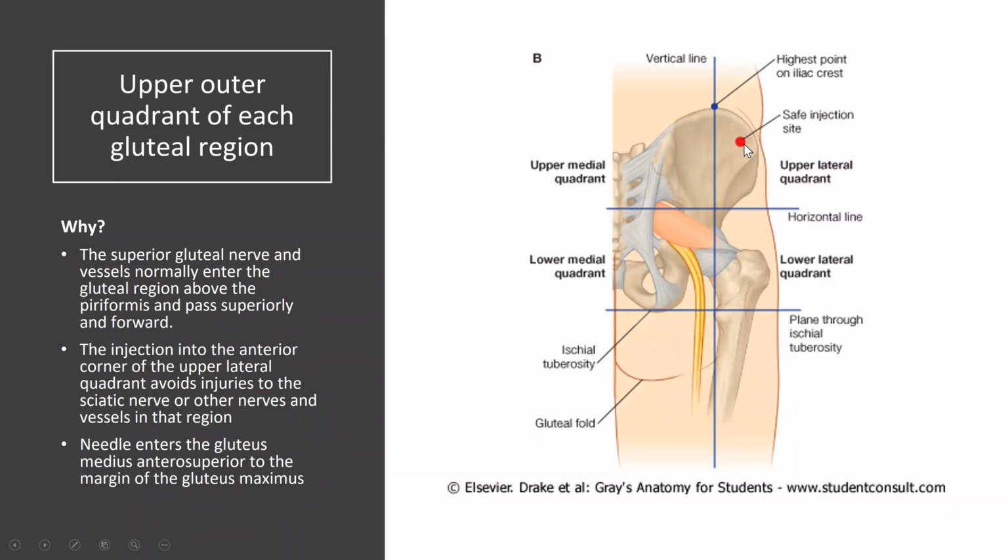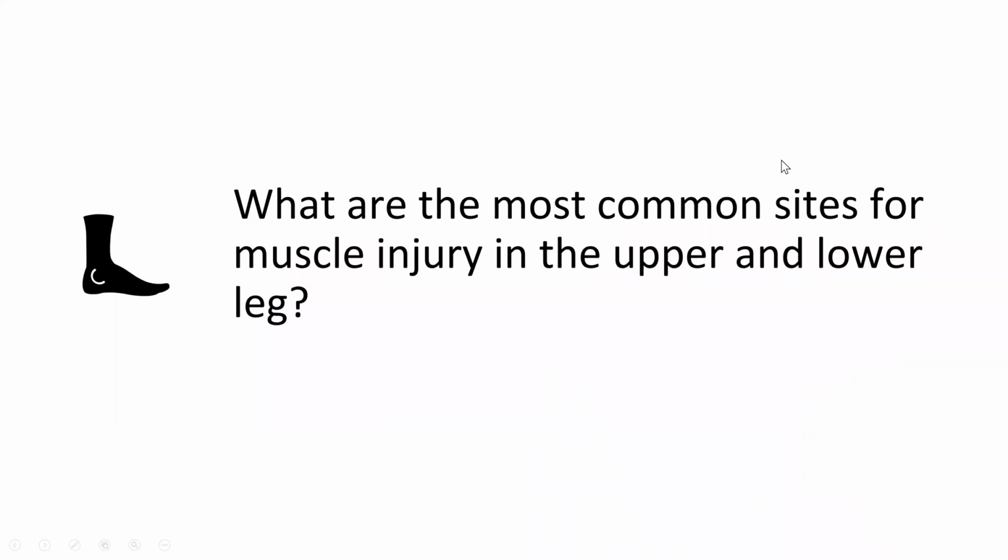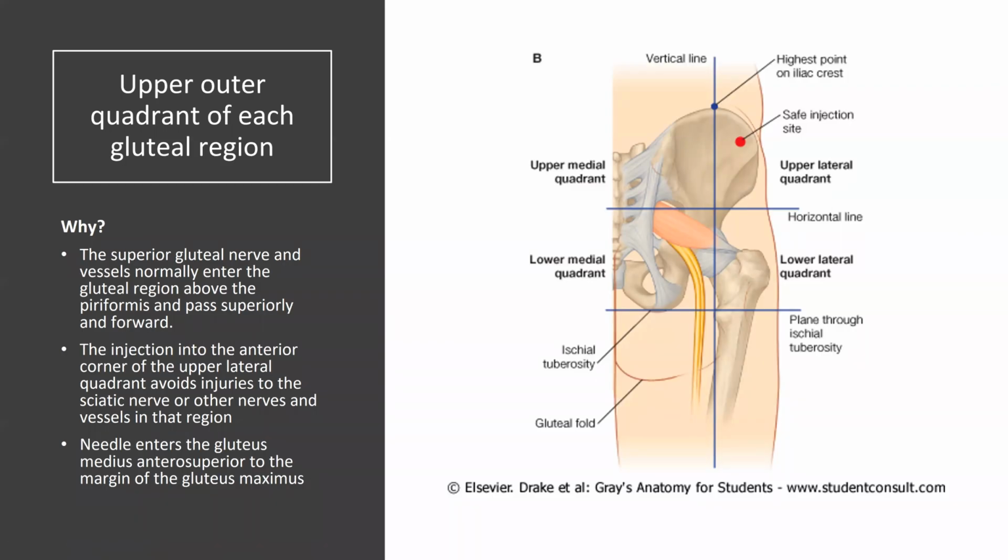Like I said before, it avoids any nerve injuries, and the needle should enter the gluteus medius anterior superior to the margin of the gluteus maximus. Pretty much you're just feeling for where the axis is and working it from there.